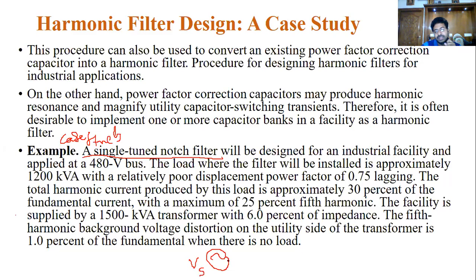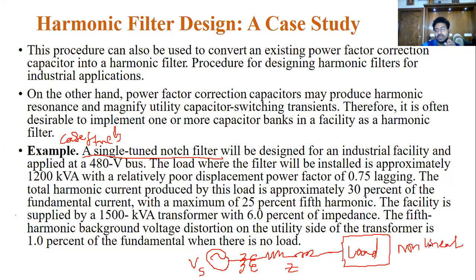Consider the impedance Z here. So this is the transformer, and this is the load. This simple single line diagram gives the entire information. This is the non-linear load. I can take the values of this VS. So what is the transformer rating here? They can give us some entire information here.